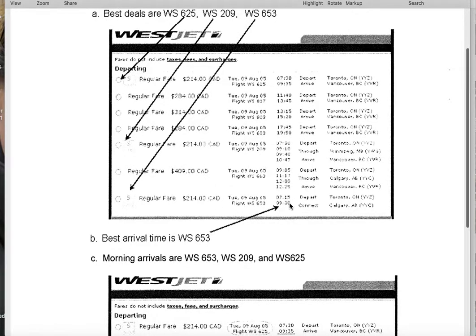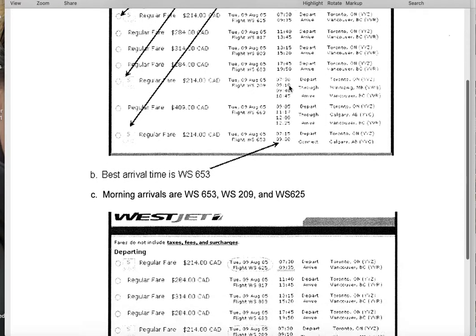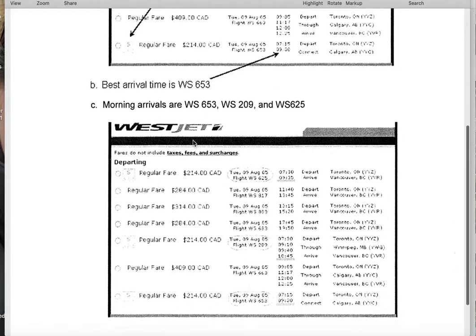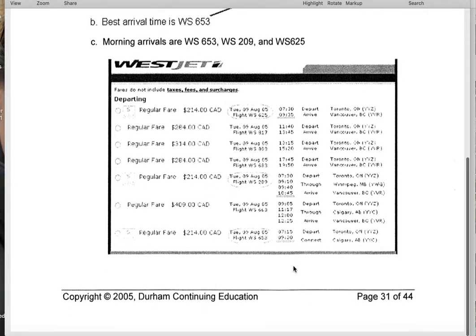For best arrival times, we're looking for something that's earliest in the day. So this one is the best arrival time. So this one is at 9:30. But if we're looking to get all the way to Vancouver, it would be this flight up here that arrives at 9:35. Morning arrivals are the ones that in the 24-hour clock are before 12 o'clock. So this flight here arrives at 9:35. This flight here arrives at 10:45, and then this flight at the bottom is at 9:30.